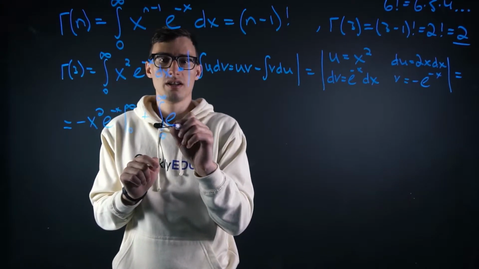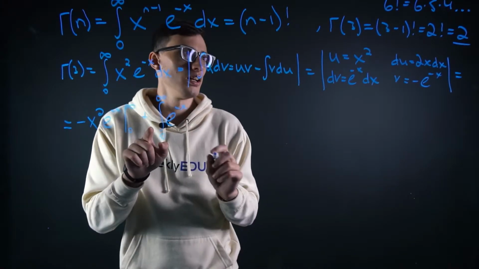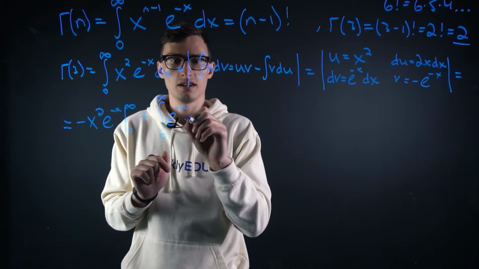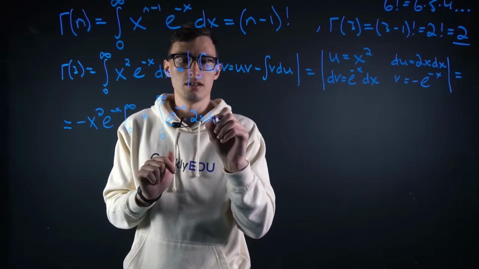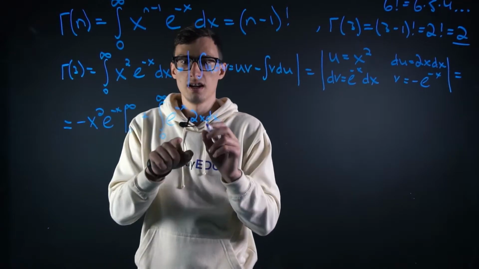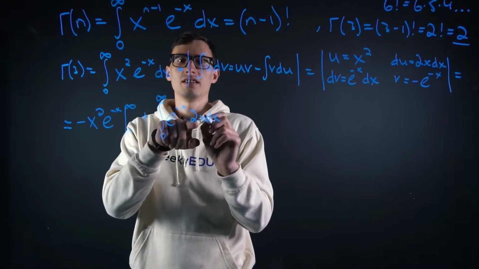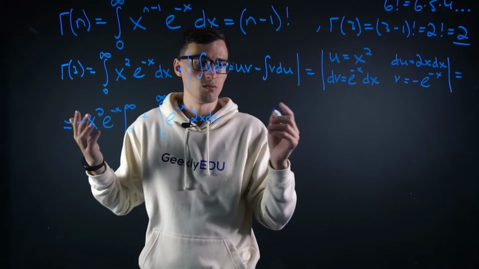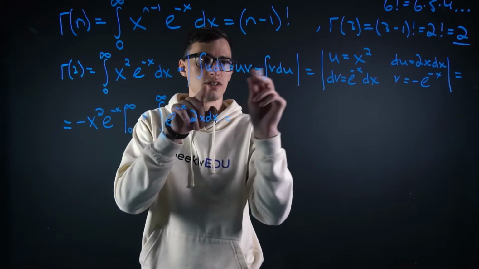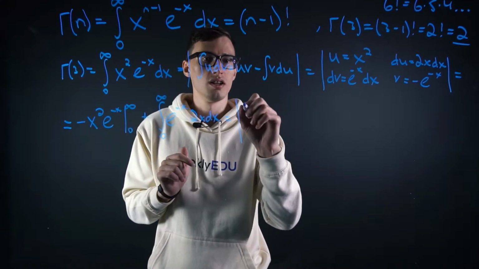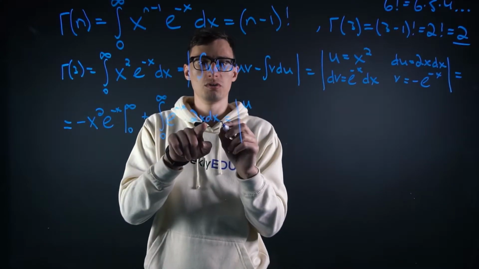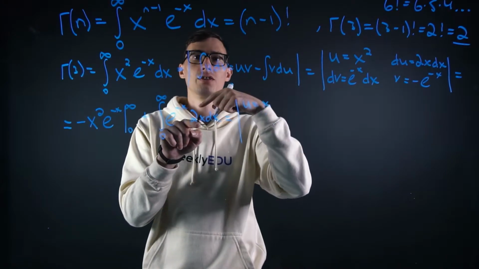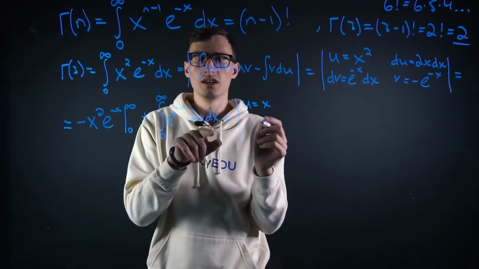We have e to the minus x, and what is the du? It's 2x dx, right? You see what we did there? We had x squared, but now we just have a regular x. So what do we do? We do this all again. We use the same integration by parts, but this time our u is just the x here, right? Because we want to lower it even further. We want to get rid of it completely, right?